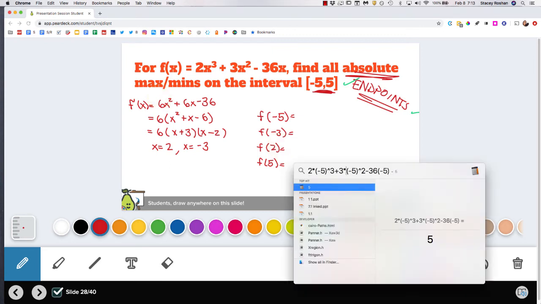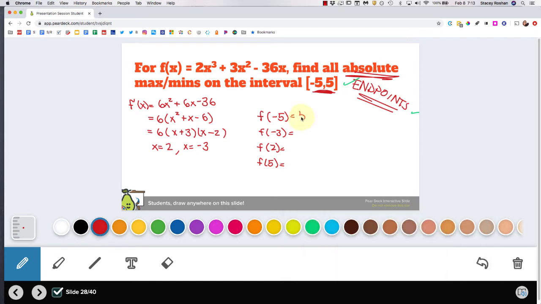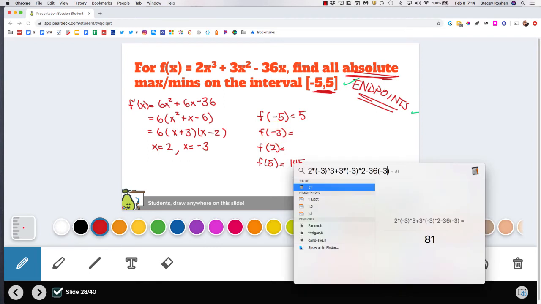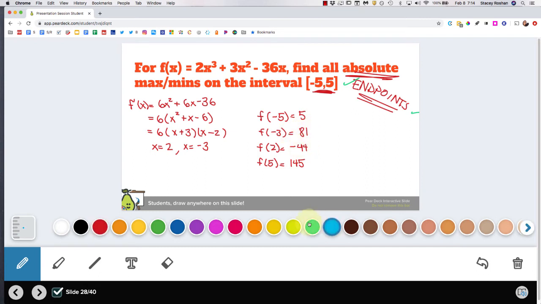Okay, so hopefully I didn't make any typos. F of negative 5 is 5, and let's look at f of 5 while we're here. So we have 5 and 145. And then let's look at negative 3. It's going to be 81, and then also at 2. 81 and negative 44. So our answer, this is our absolute max, and this is our absolute min. And that's all you need for justification for that type of problem. You don't need to do anything else except exactly what I've done there.